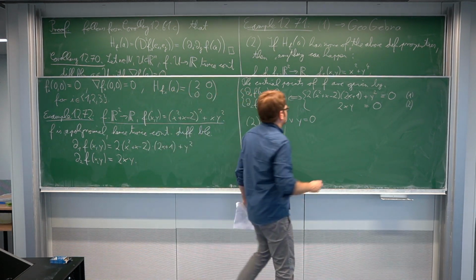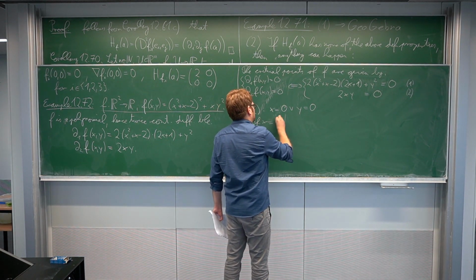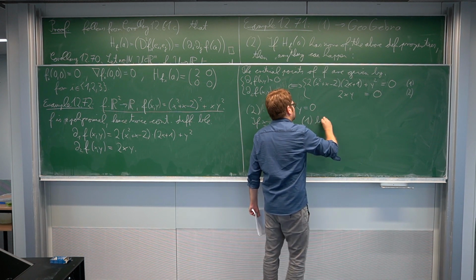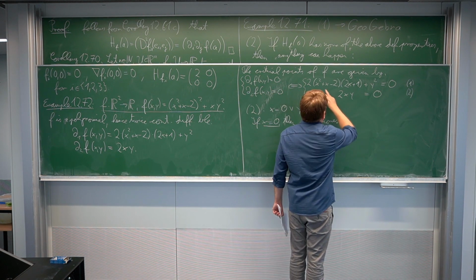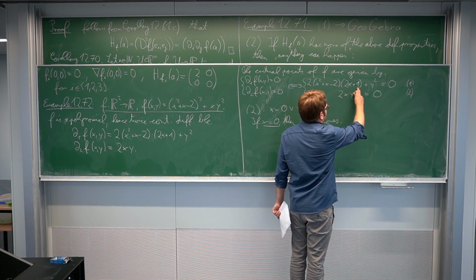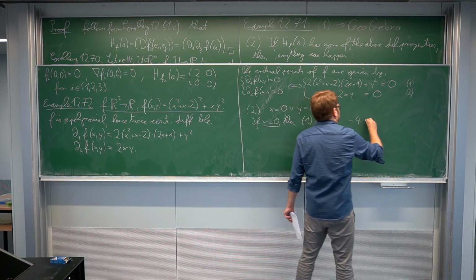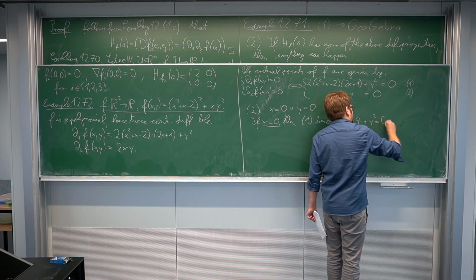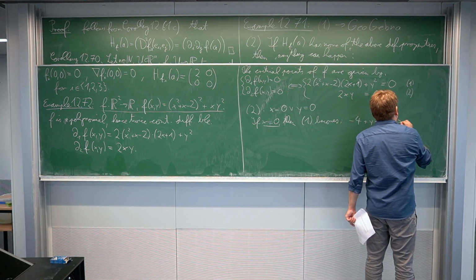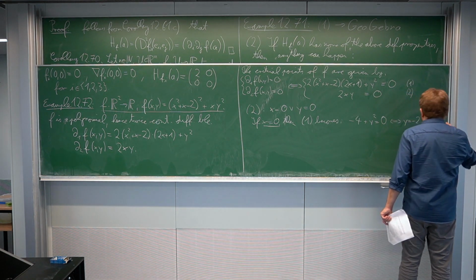Now, if x is 0, then what do we get in the first equation? Here we get 2 times (0 plus 0 minus 2) times (0 plus 1), so 2 times minus 2 times 1, which is minus 4, plus y squared is equal to 0. And it is very simple to see the solutions. This is the case if and only if y is minus 2 or y is 2.